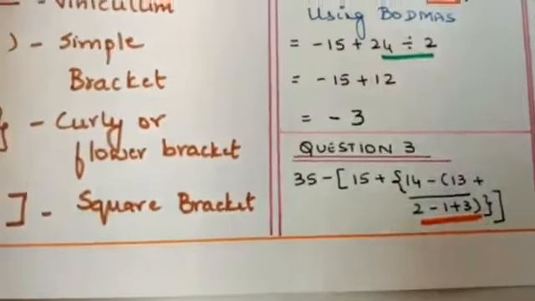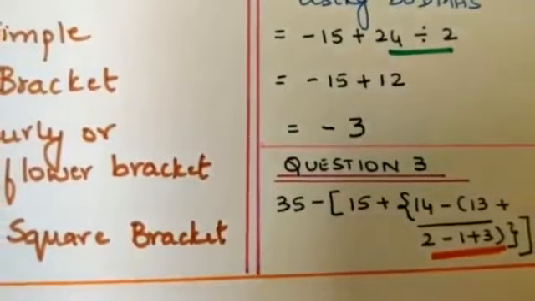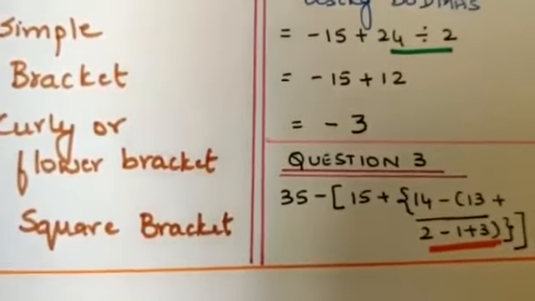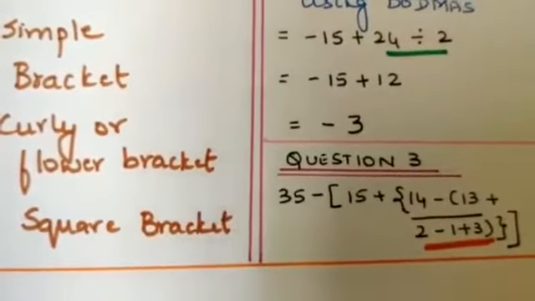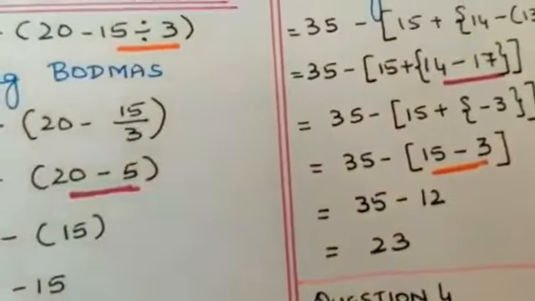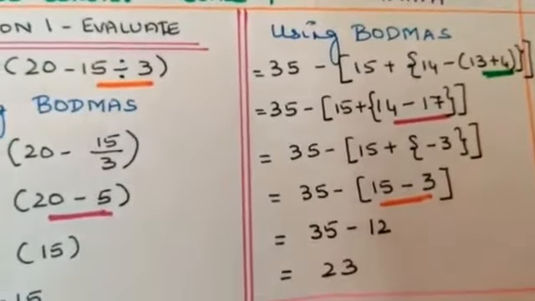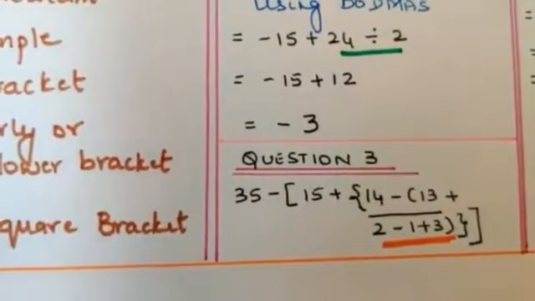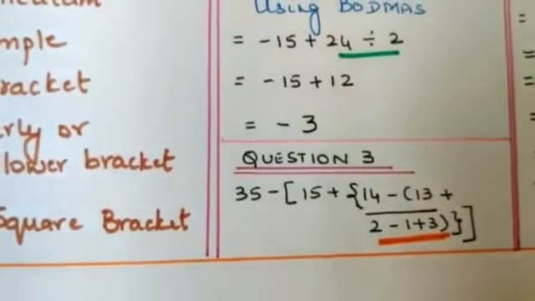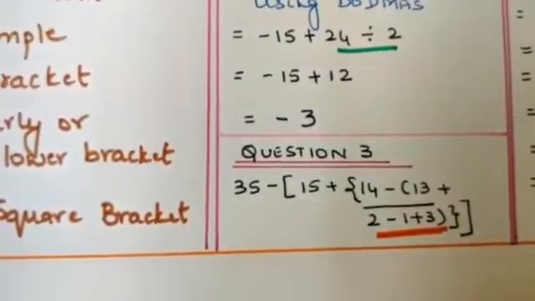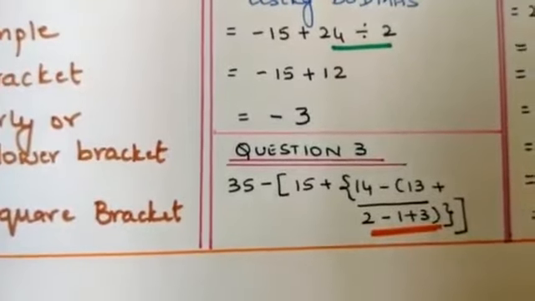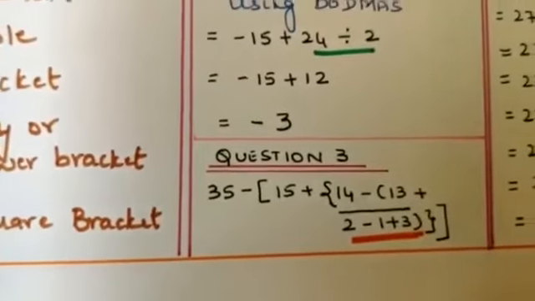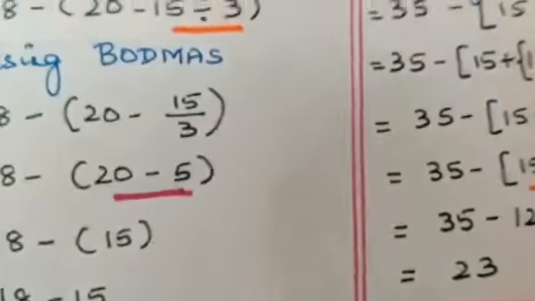Now let's move on to the third question. 35 minus 15 plus 14 minus 13 plus (2 minus 1 plus 3). Now we have all the brackets involved and all the different operations involved. So using BODMAS, what do we do? We first try to solve the expression in the vinculum, that is 2 minus 1 plus 3. In 2 minus 1 plus 3, according to BODMAS, addition has to be done first. Therefore we do 2 plus 3, that becomes 5, and 5 minus 1 becomes 4. That is why I have written 4 here.